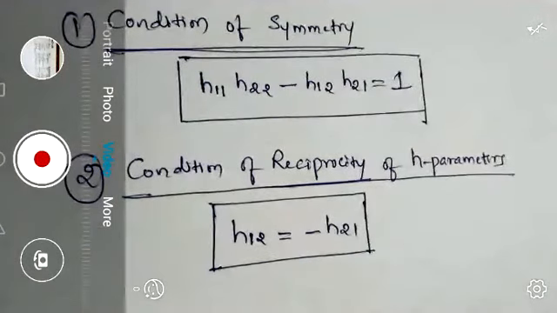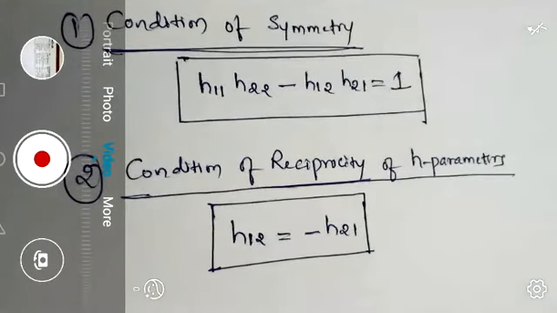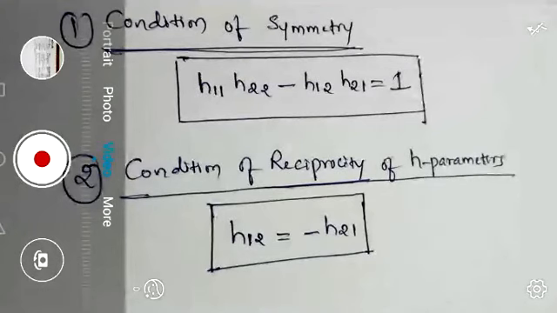Is it understood? Yes, sir. Okay. In the next class, in the next session, we are going to discuss numericals on H parameters, or numericals on hybrid parameters.